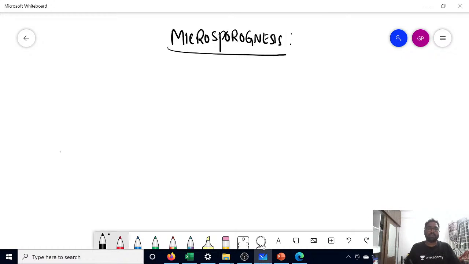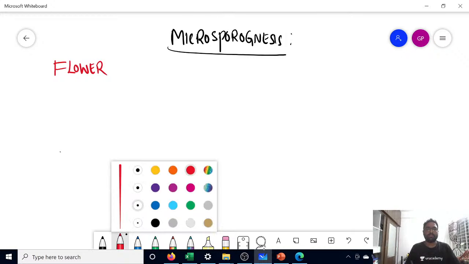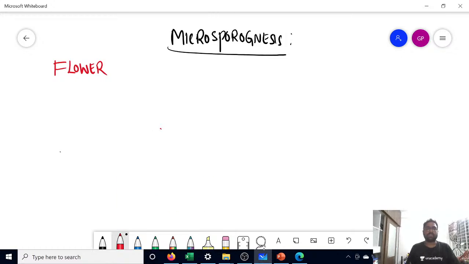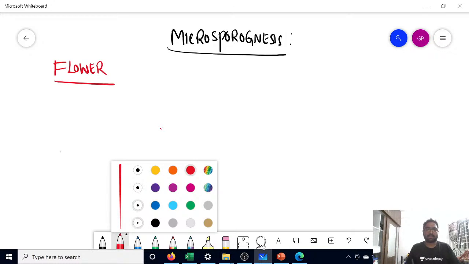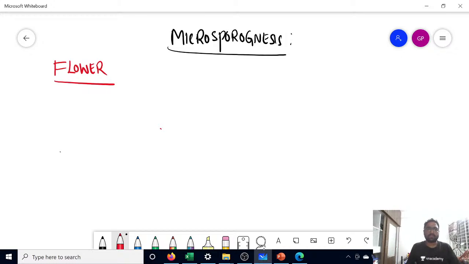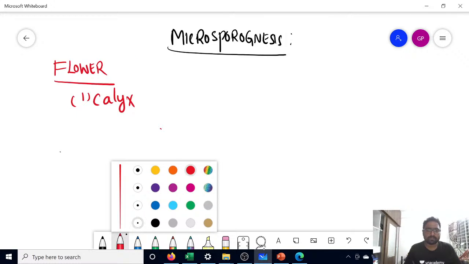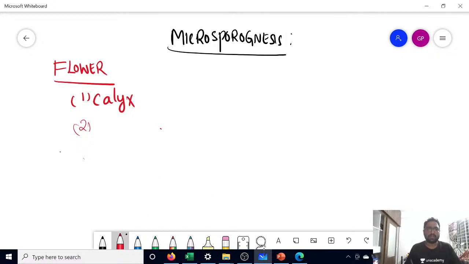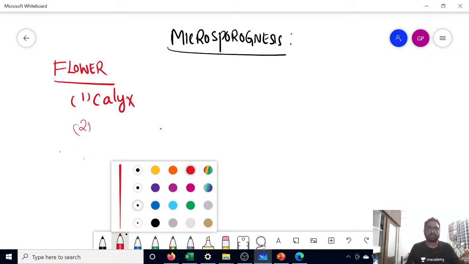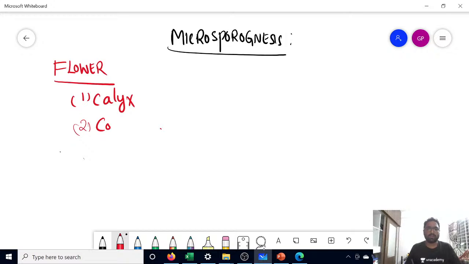So students, before going to know about that, we need to talk about the flower. So flower has 4 whorls, as you know. What is this first whorl called? Calyx. Second whorl called corolla.